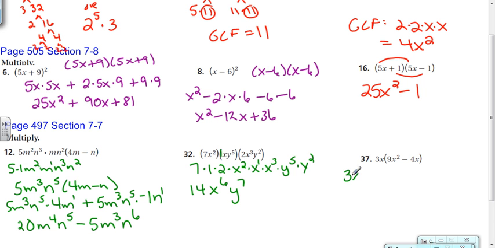37, you're going to do 3x times 9x squared, and a positive 3x times a negative 4x. So 3 times 9 is 27. Add the 1 plus the 2 and get x cubed. 3 times negative 4 is negative 12. X times x, add the 1 and the 1 and get x squared.